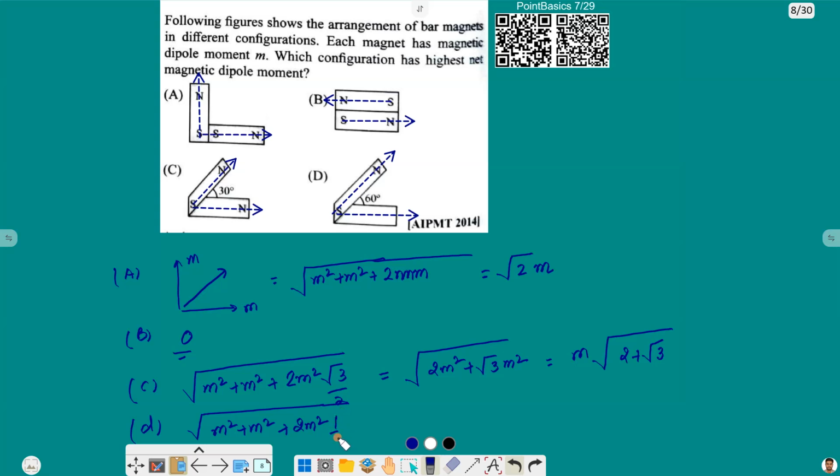cos 60, that is half. So it will be m square plus m square. Okay, we made a mistake here, I think. So that was 2m square plus 2m square, 4m square. So it is 2m, not root 2m. So it will be root 3 m.